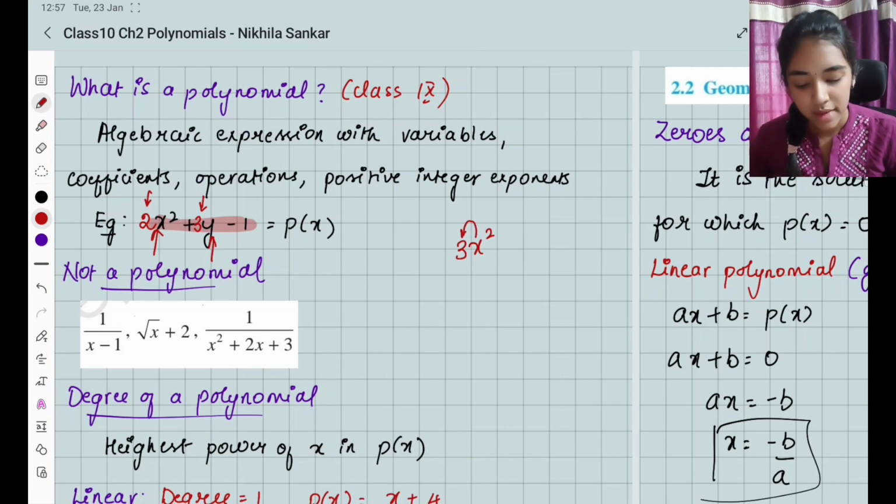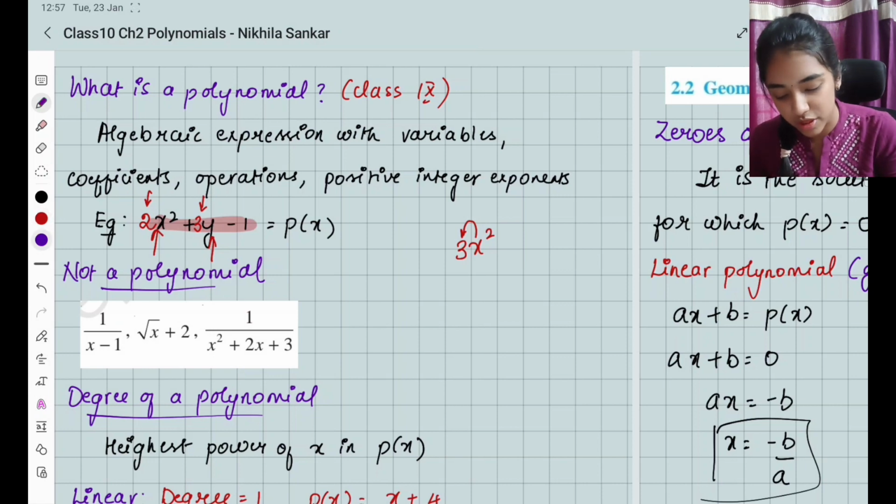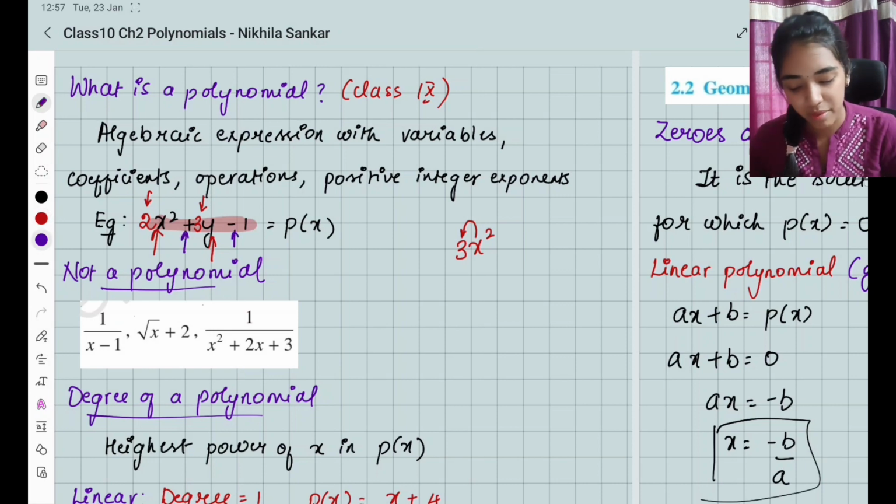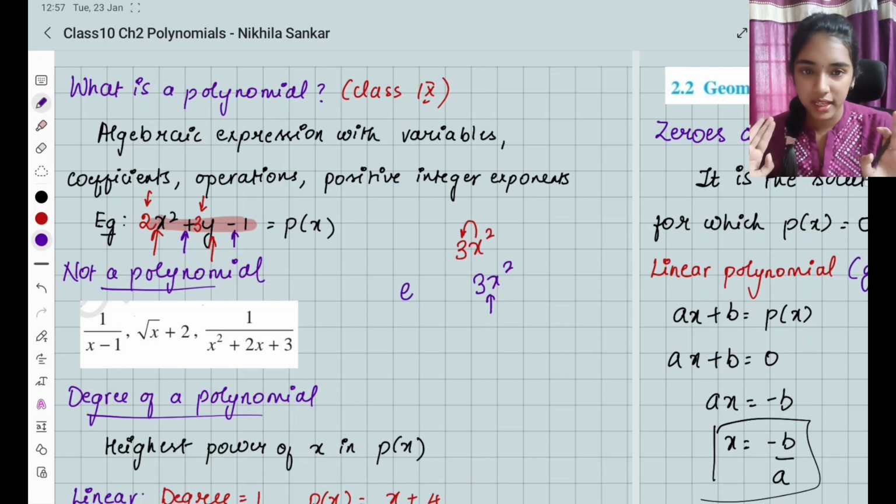Okay, coefficient. And operations. So இப்போ இங்க என்னெல்லாம் operation இருக்கு? You can see plus here. You can see minus here. இப்போ 3 into x square na you can also see multiplication here. Okay, so variables, coefficients, operations, positive integer exponents is going to be the polynomial. Polynomial na enna purinju pocha?